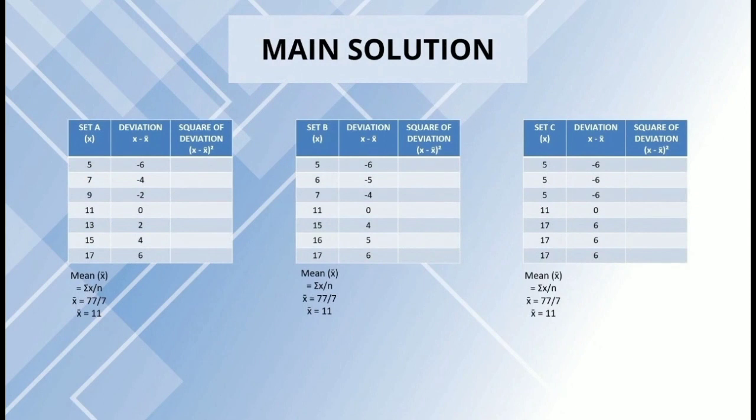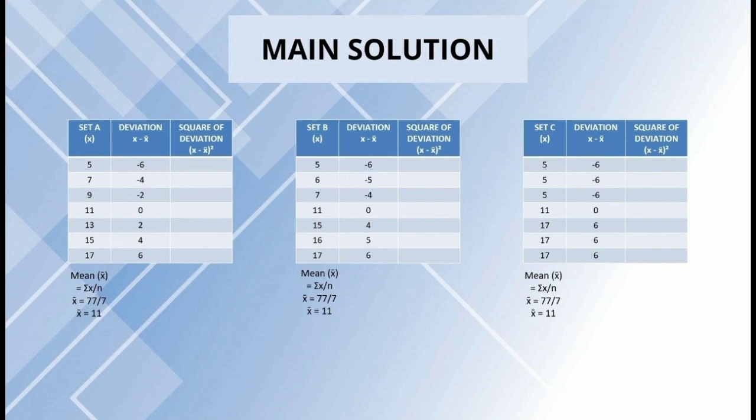In doing so, we are going to subtract the data by its mean, which is 11. So in set A, we have 5 subtracted by 11, we get -6. Next is 7 subtracted by 11, we get negative 4. And the same process is done for the rest of the data in set A. So next we get negative 2, 0, 2, 4, and 6.